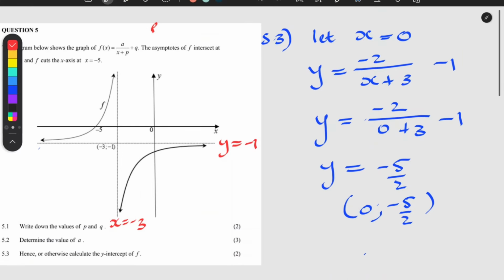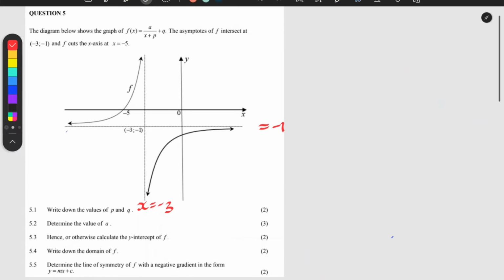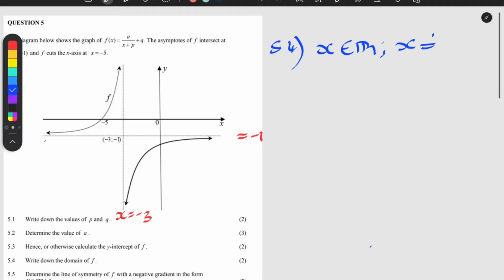So let's see how they mark this question. For making x 0, that's a mark, and then for your answer. That was a 2-mark question. Okay, our next question is 5.4, and it says, write down the domain of f. So the domain of a hyperbola is always x is an element of the real numbers. So x can be anything, but x cannot be the asymptote. So this vertical asymptote, x cannot be -3. Okay, and this was a 2-mark question. So 1 mark and 1 mark for that.